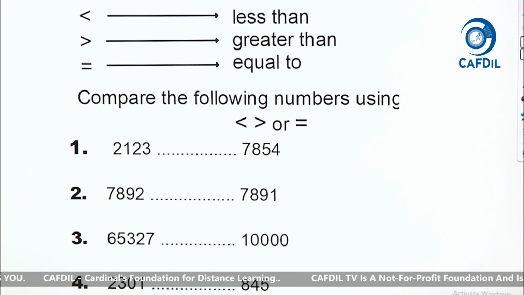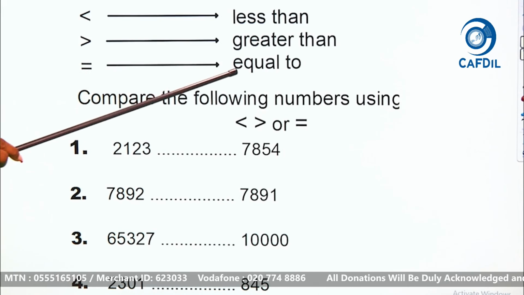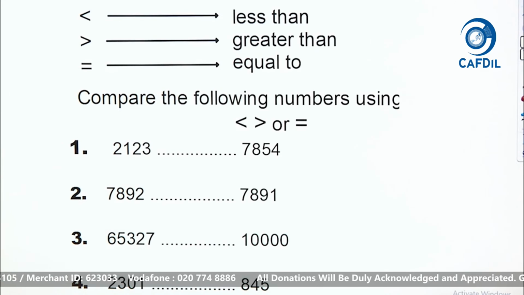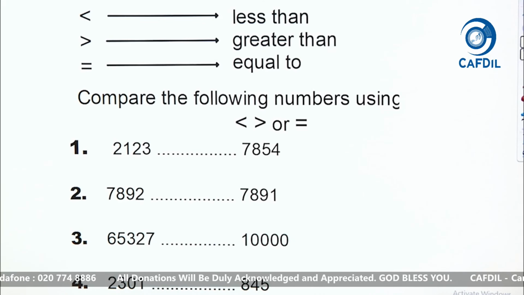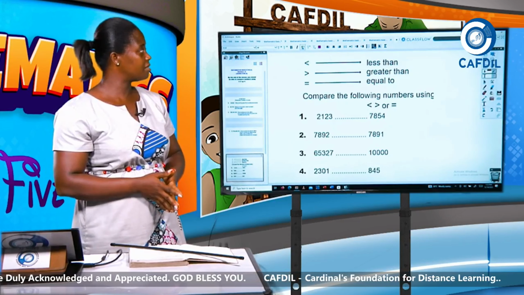And the next one is greater than. Greater than. This is the symbol. And the last symbol, we have the equal to, which we use all the time. Equal to. This is how we spell it. So the less than is used when we are comparing things. If the first one is smaller than the other, we use the less than sign. And then the greater than, if something is bigger. And equal, if they are the same.